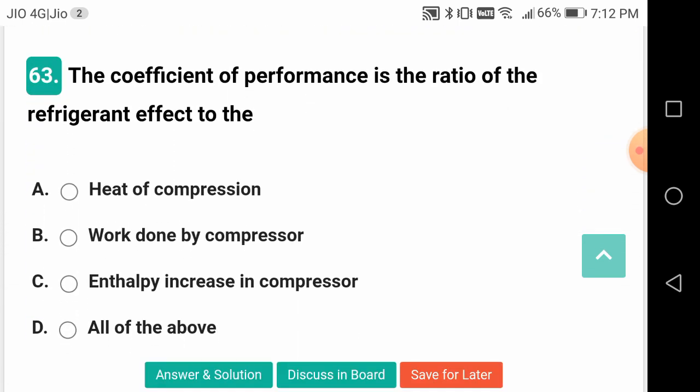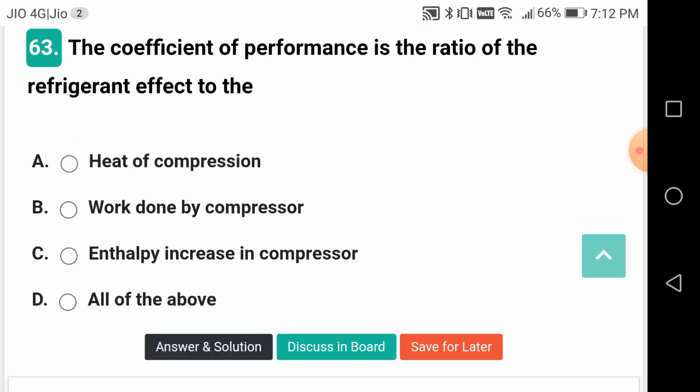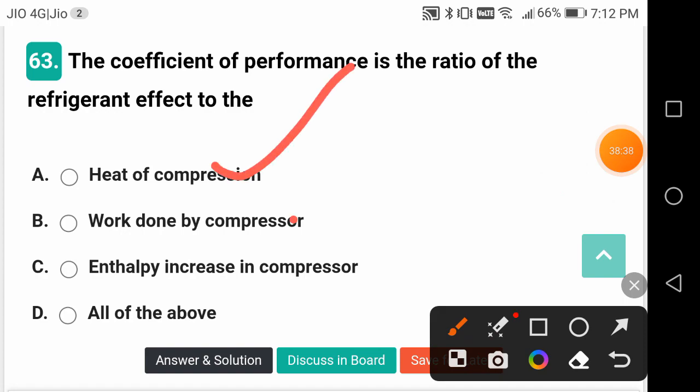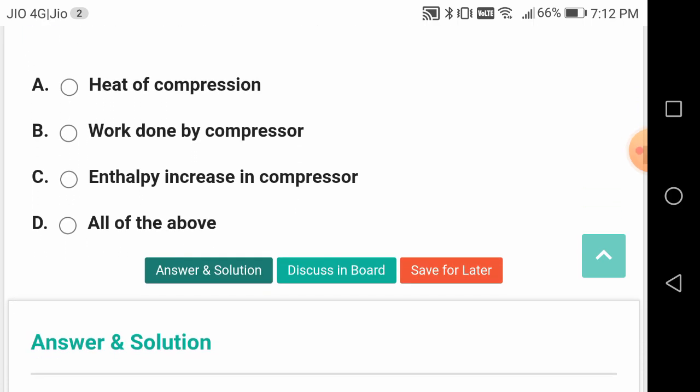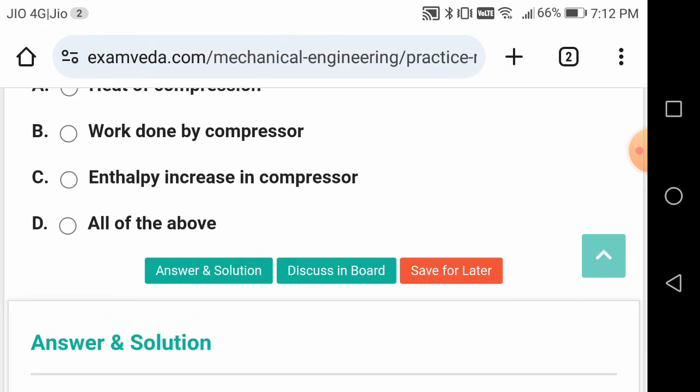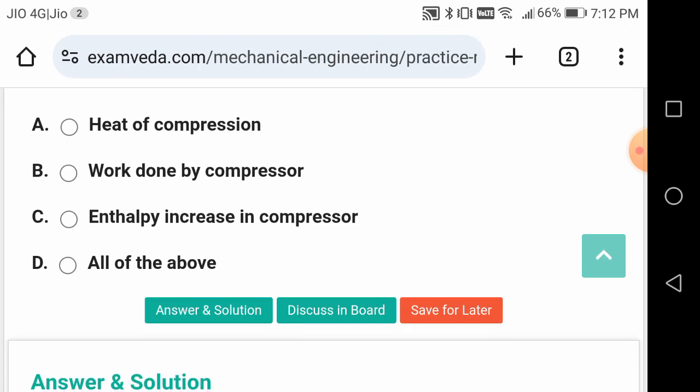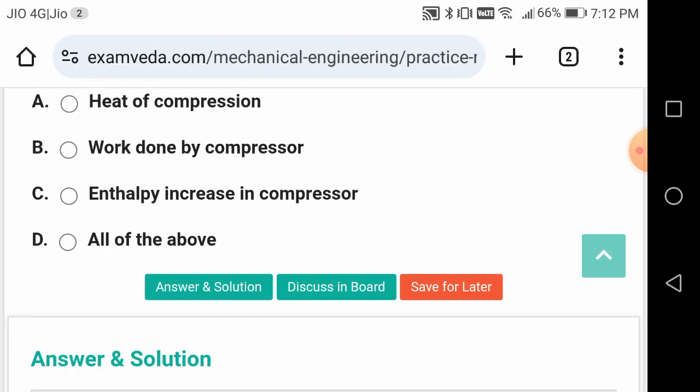The coefficient of performance is the ratio of the refrigerating effect to the all of the above. All of the above will give heat of compression, work done by compressor, enthalpy increase in compressor. They are different names for the same energy effect. Heat, work done, enthalpy increase, all are the synonyms for energy in the form of heat, work and enthalpy. All those are energy forms. Yes or no?